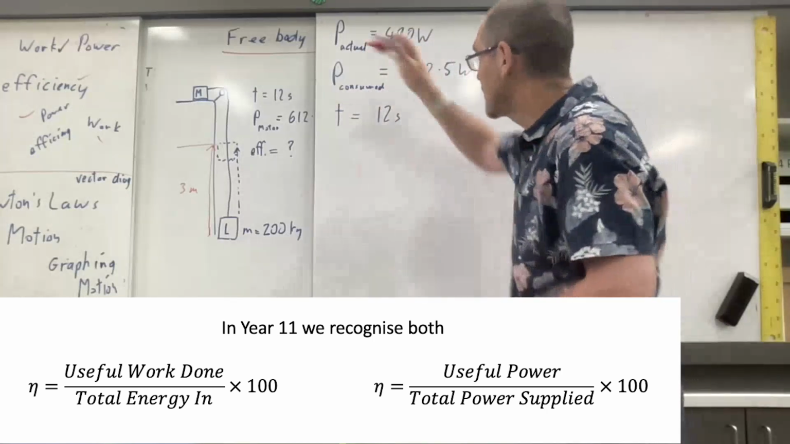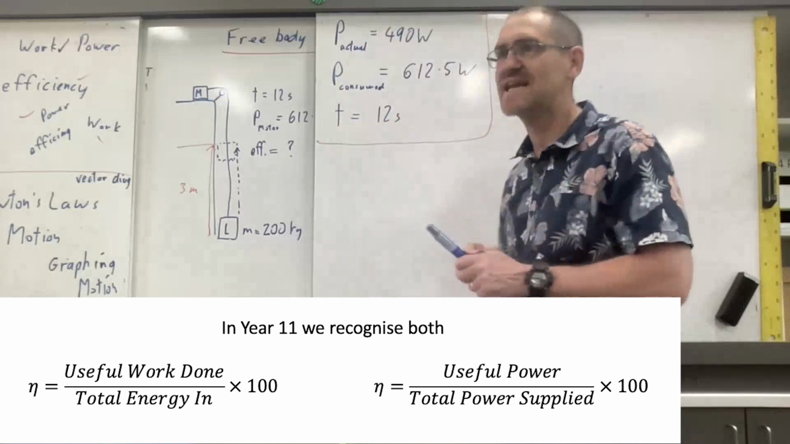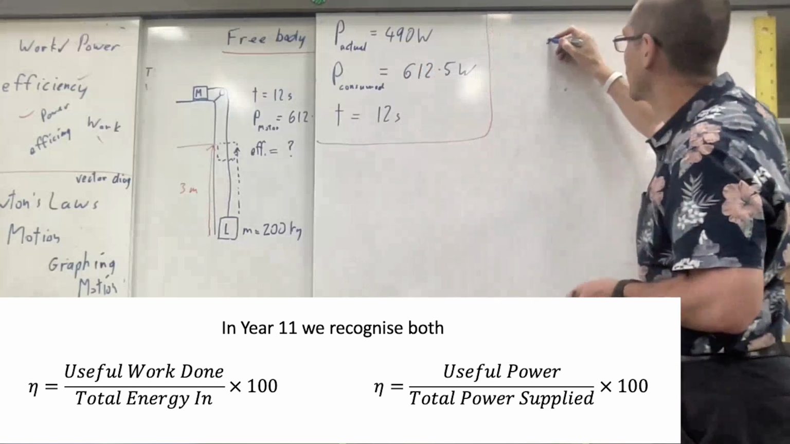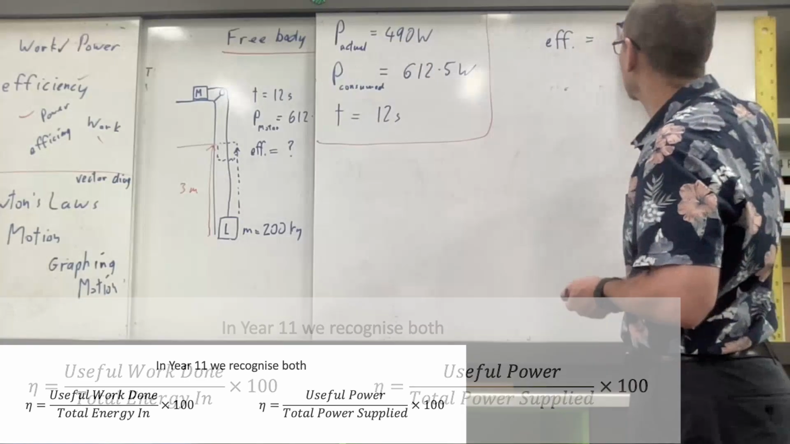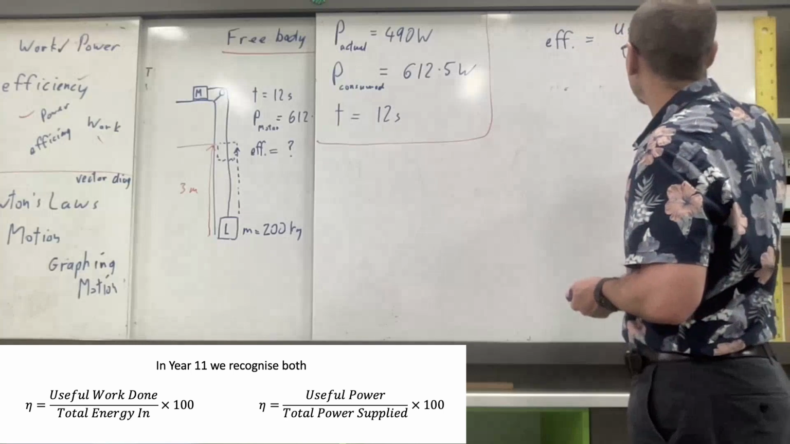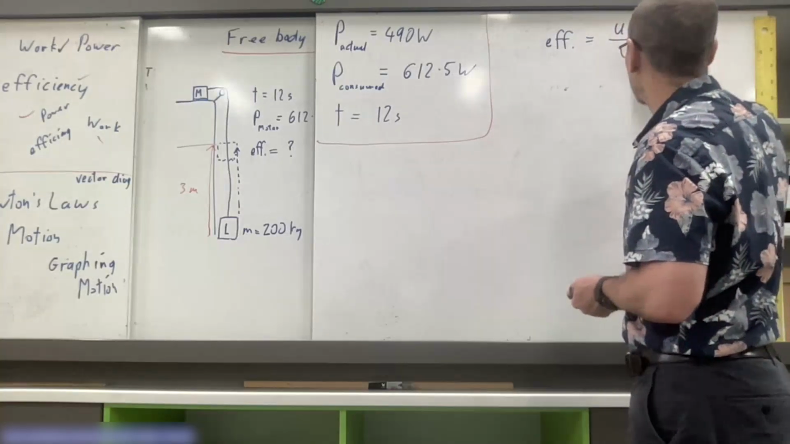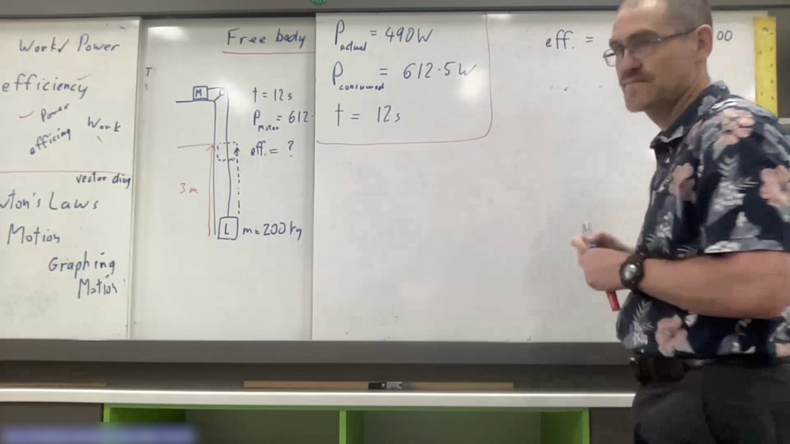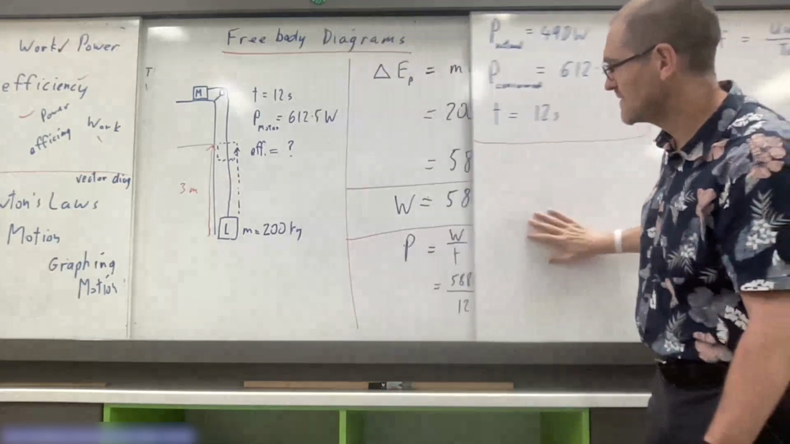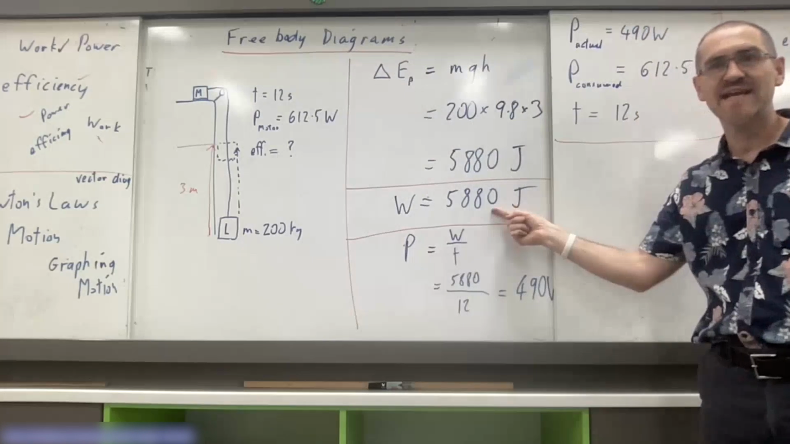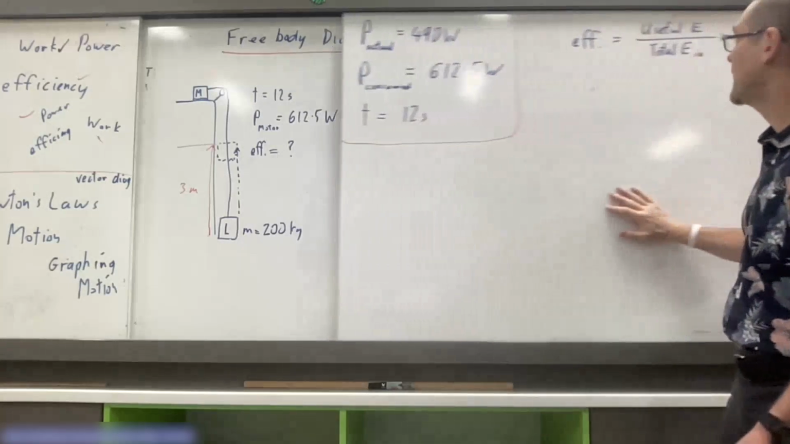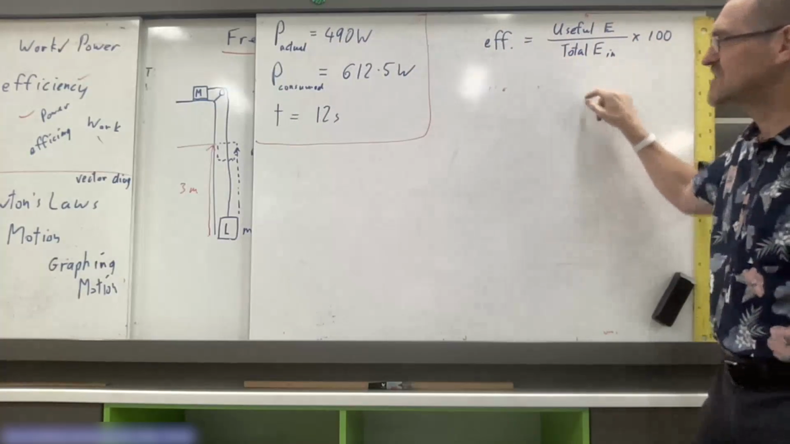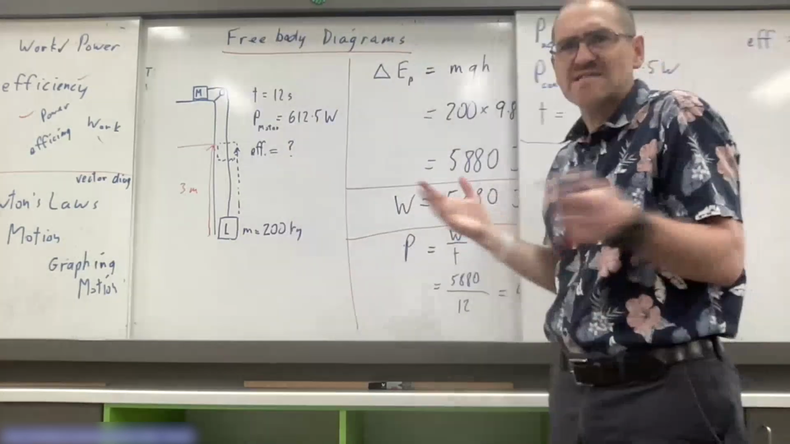So looking at efficiency, I'm going to do this bit because this bit here is getting a little bit tough. When we look at this, our equation for efficiency is equal to useful energy over total energy in, times by 100. Now, we've got the useful energy. There it is there, 5,880 joules. So we've got that number. We don't have this number. What is the total energy in? And what was that type of energy anyway?